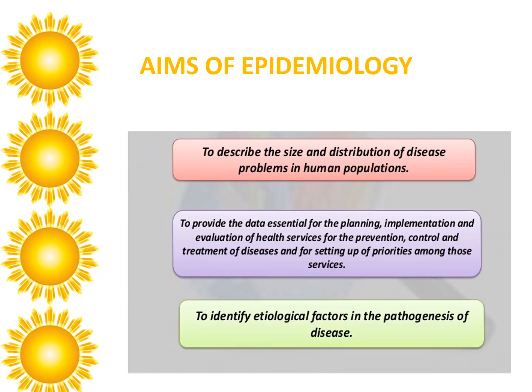And basically, there are three aims of epidemiology. The first one is to describe the size and distribution of the disease and to provide the data essential for planning, implementation, and evaluation of health services for the prevention, control, and treatment of diseases. And finally, to identify the etiological factors in the pathogenesis of the disease.